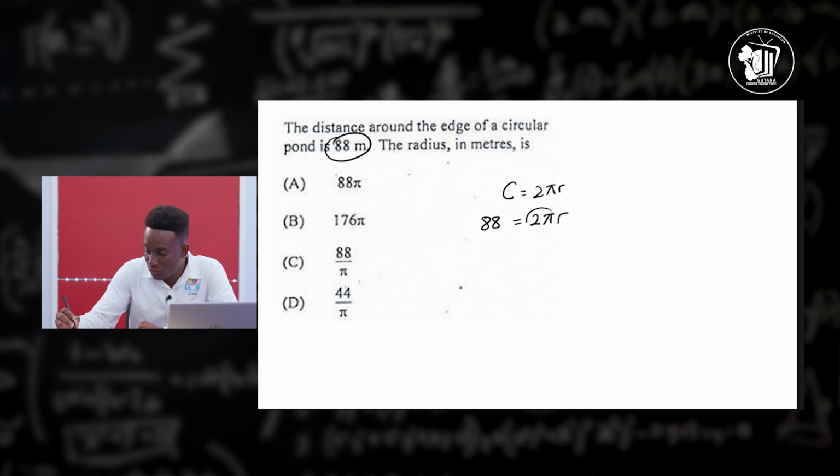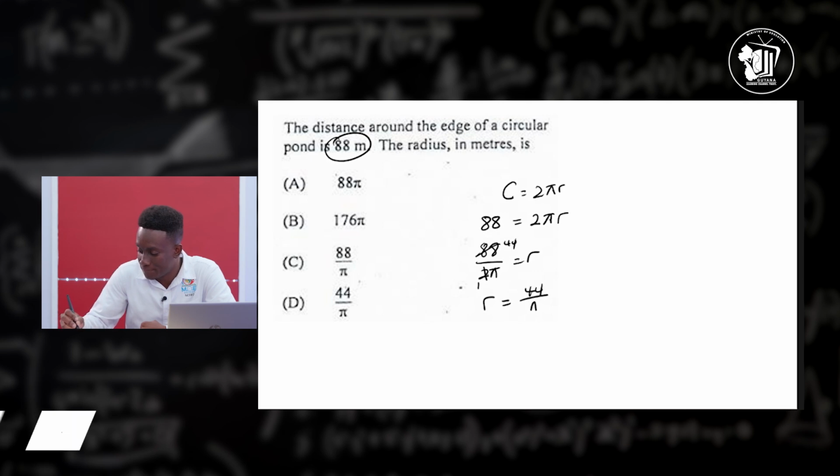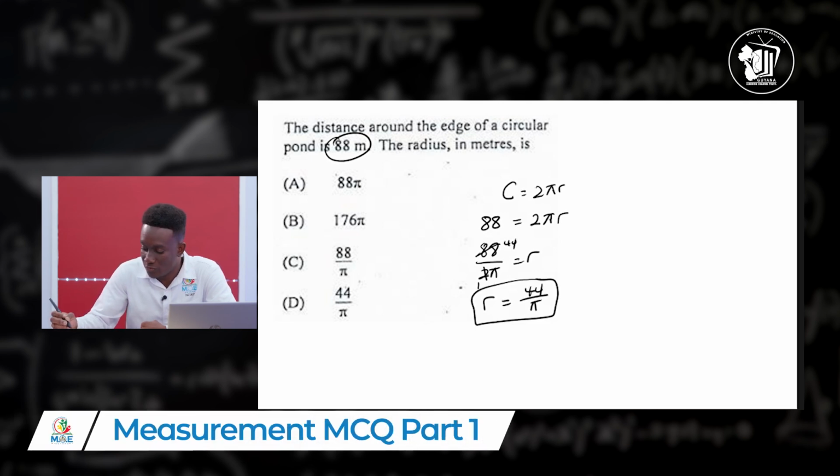So all we need to do is take over this 2 multiplied by pi. It's multiplying, so when we take it over, it will divide. So we'll have 88 divided by 2 pi is equal to r. So there's 2 ones here, 2 into 88 is 44. So the radius will be equal to 44 over pi, which is D.